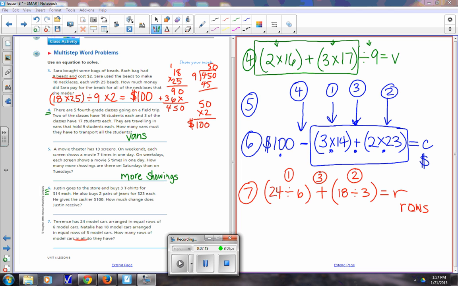Puzzled Penguin, I want you to tackle that and try that on your own, and we'll be discussing that in our math workshop groups tomorrow.